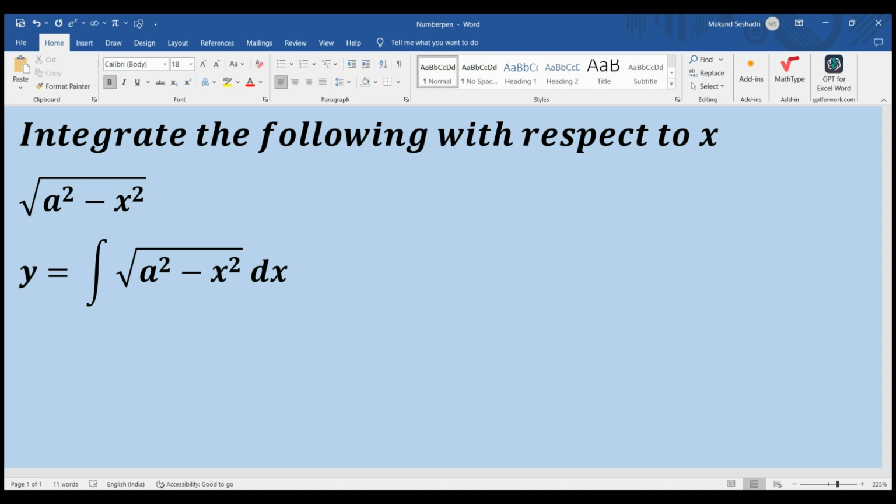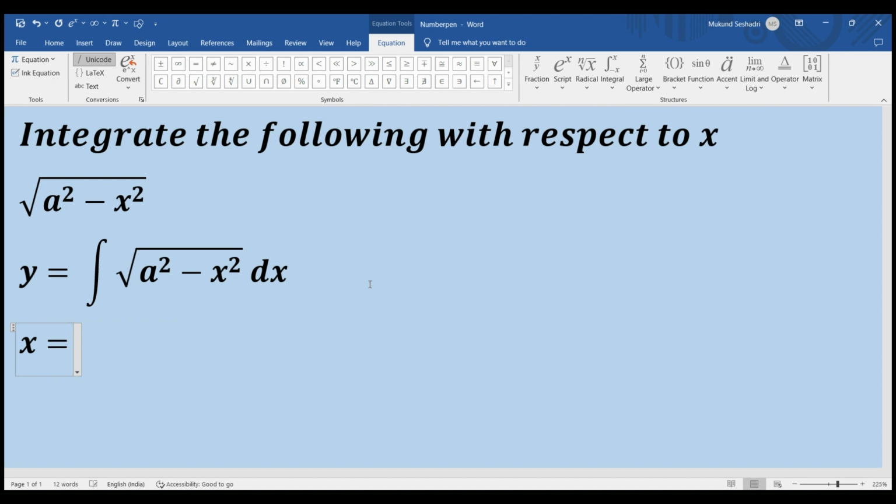So again, drawing your attention to sine square theta plus cos square theta equals 1 and secant square theta minus tan square theta equals 1, right? The substitution which I think will work here is x equals a sine theta. That means my dx equals a cos theta d theta.